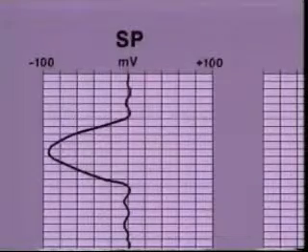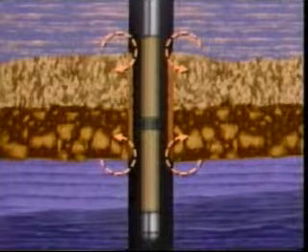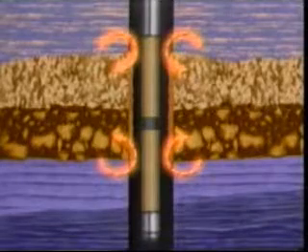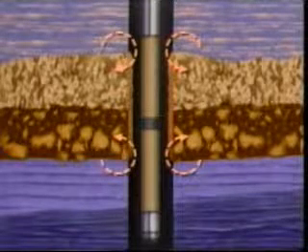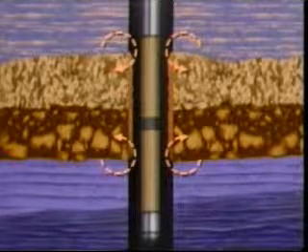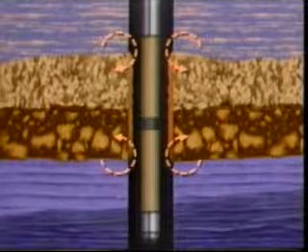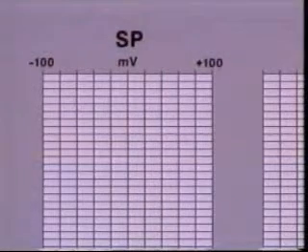We saw in video module GL402 how the SP curve results from naturally occurring electrical currents flowing between the borehole mud and the formation. The movement of ions, which causes SP currents, is possible only in formations with some permeability. However, there is no direct relationship between the value of permeability or even porosity on one hand and the magnitude of the SP deflection on the other hand.